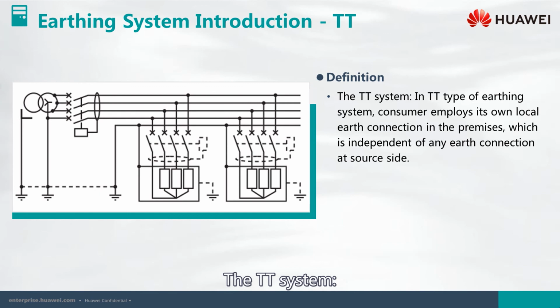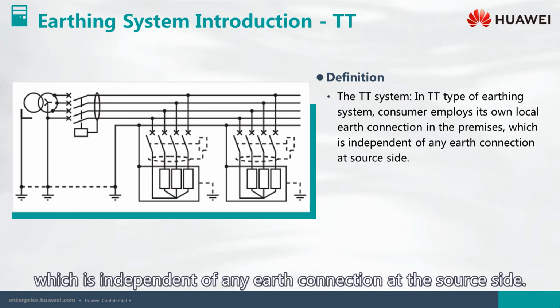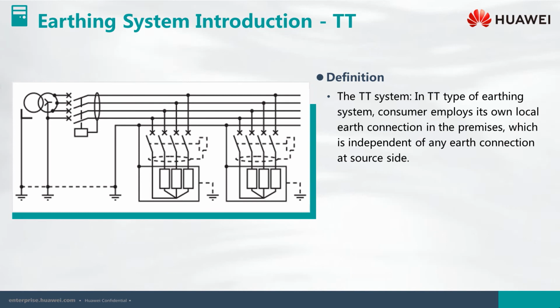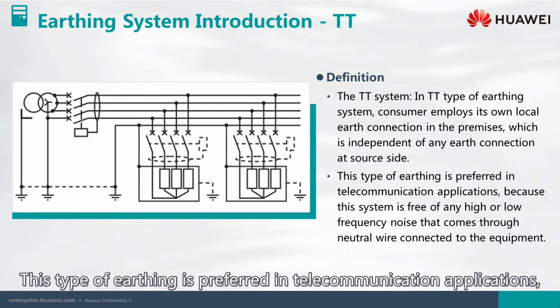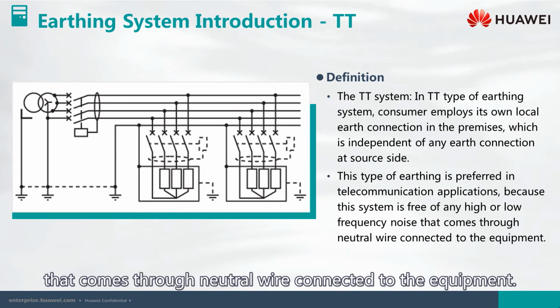The TT system. In this type, the customer employs their own local earth connection on premises, which is independent of any earth connection at the source side. This type of earthing is preferred in telecommunication applications because it is free of any high or low frequency noise that comes through the neutral wire connected to the equipment.